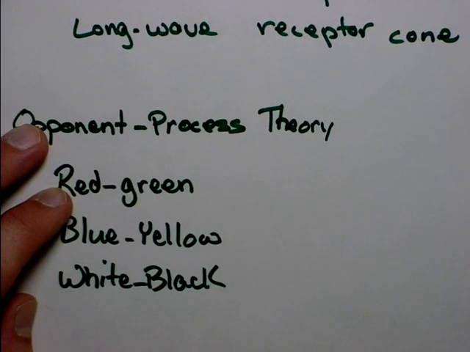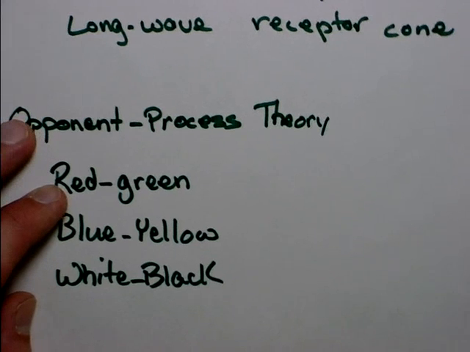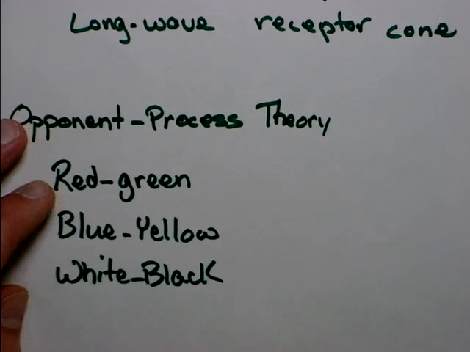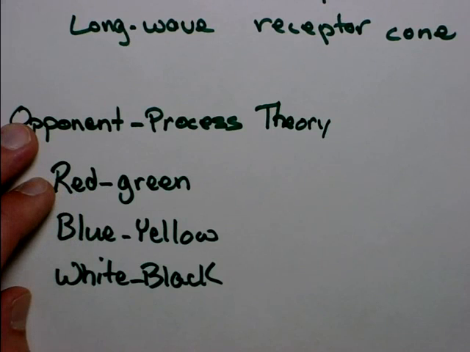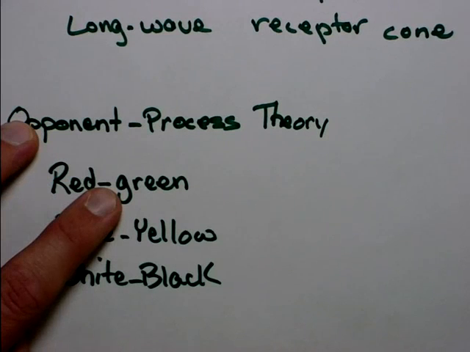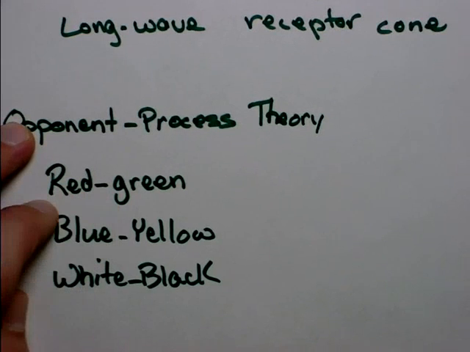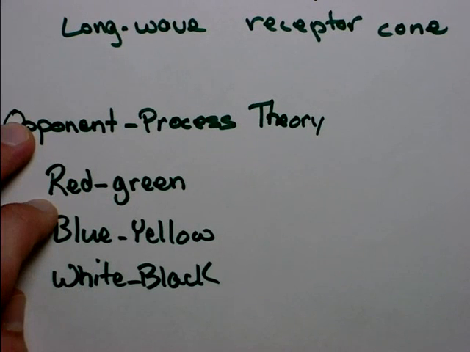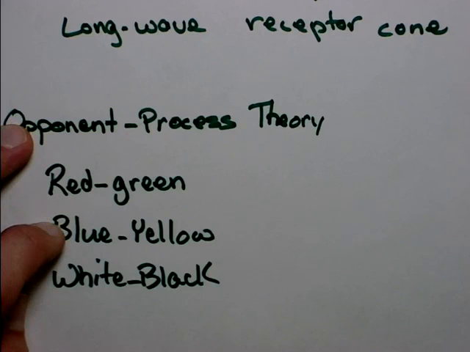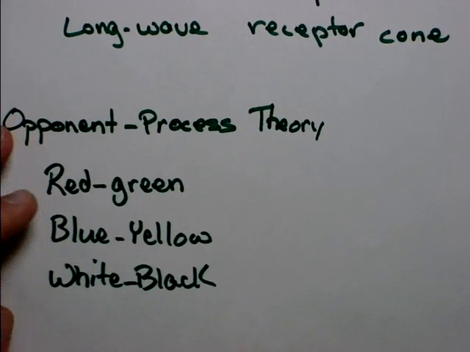Alright? And there's a complex mechanism to it that we don't go into in this class. If you ever take sensation and perception, we'll go into it there. But what you need to know is that red inhibits the processing of green, and vice versa. Blue, actually, here's what happens, okay?